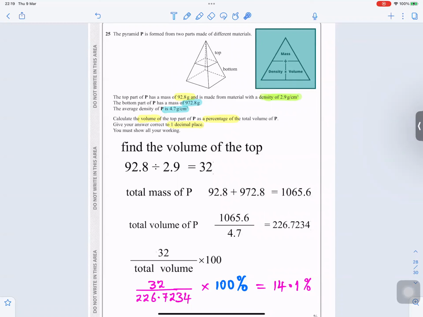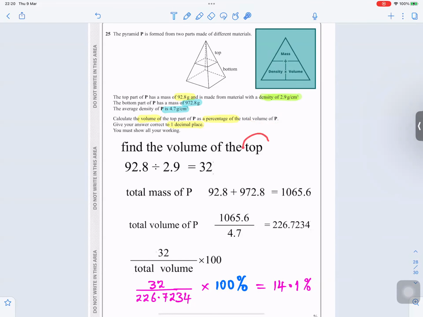The pyramid P is formed from two parts made of different materials. There's a top and there's a bottom. The top part of P has a mass of 92.8 grams and is made from a material with density 2.9. So we know the mass and we know the density. The bottom part of P has a mass of 972.8 grams and the average density of P is 4.7 grams per cubic centimeter. Calculate the volume of the top part of P as a percentage of the total volume of P. Give your answer correct to one decimal place.